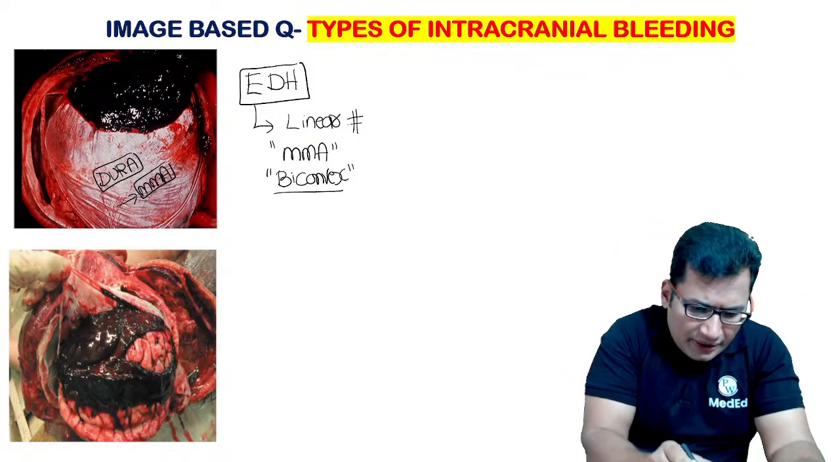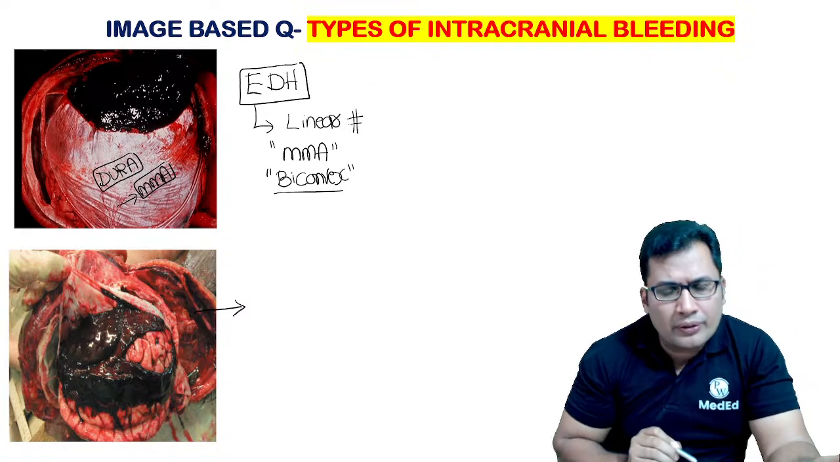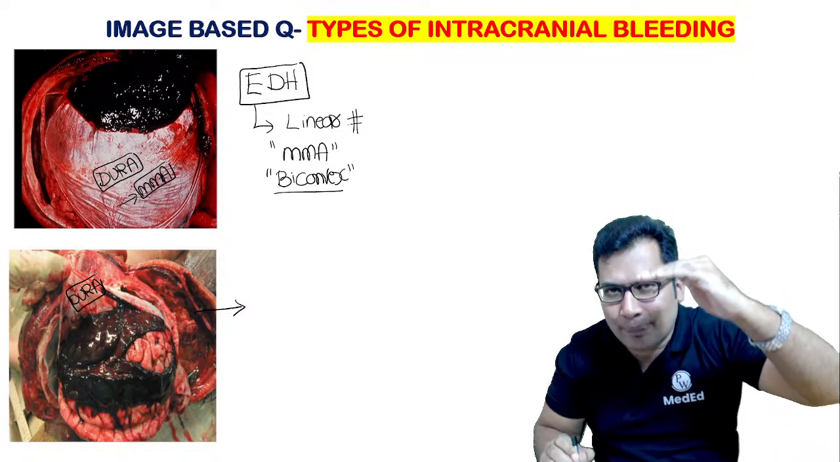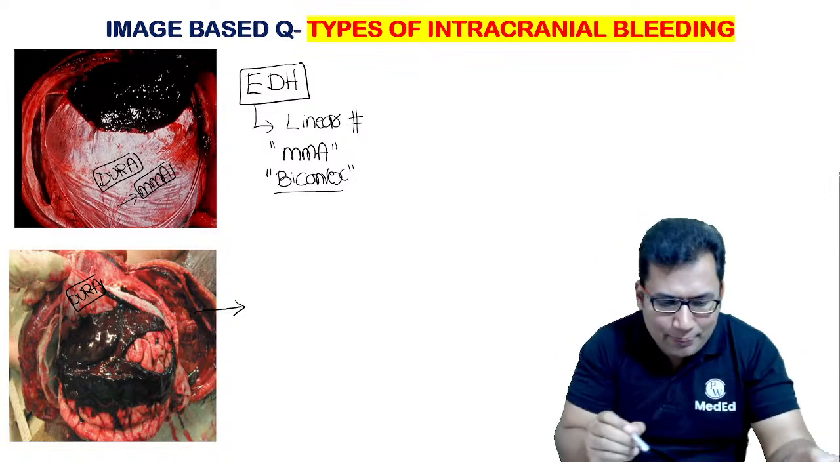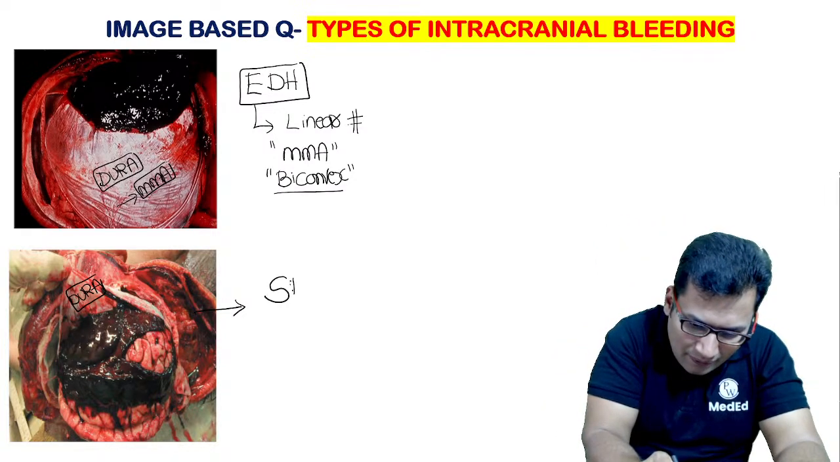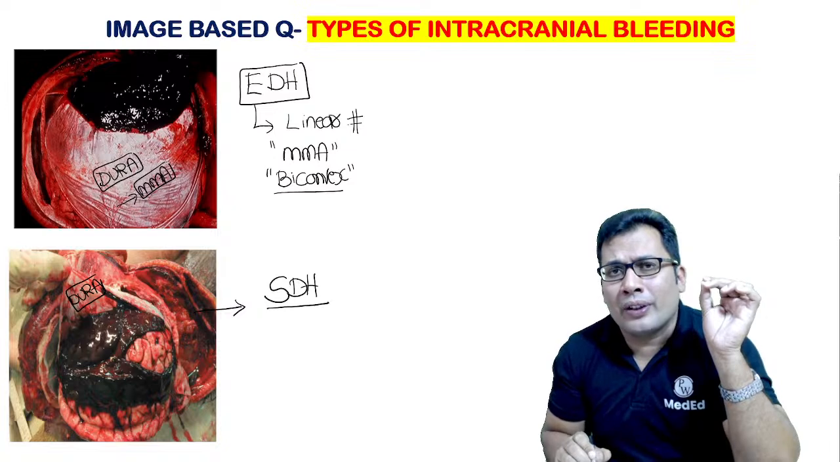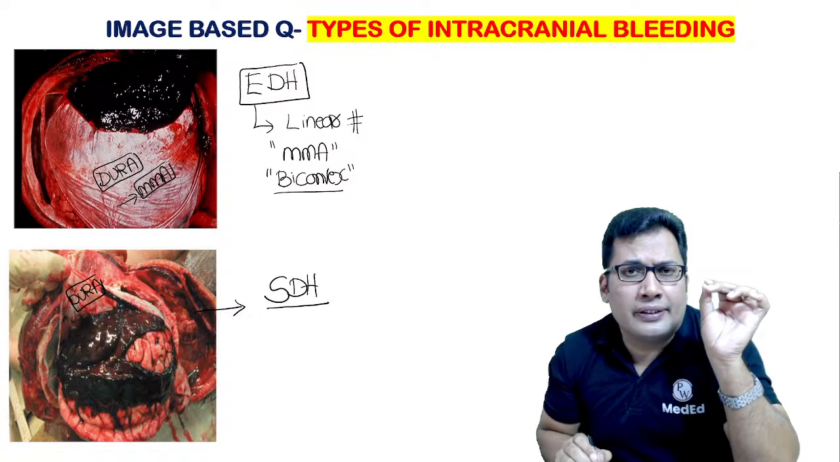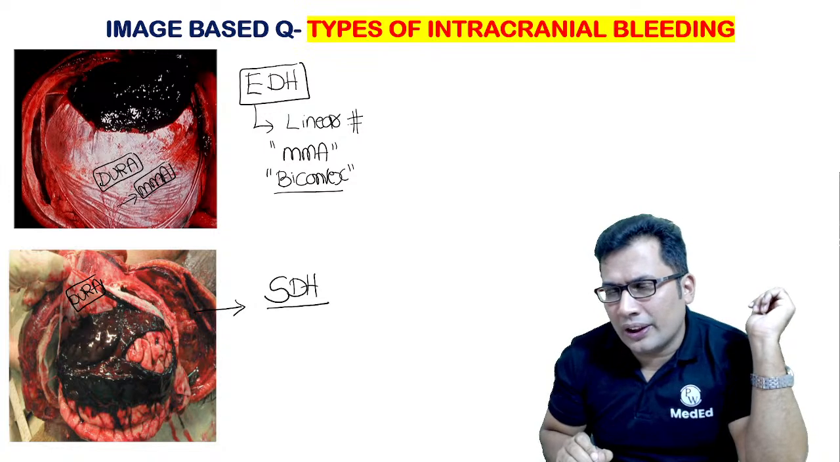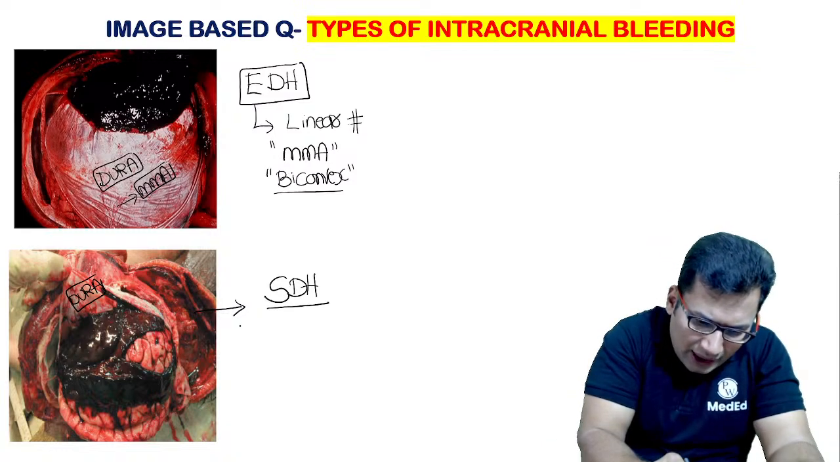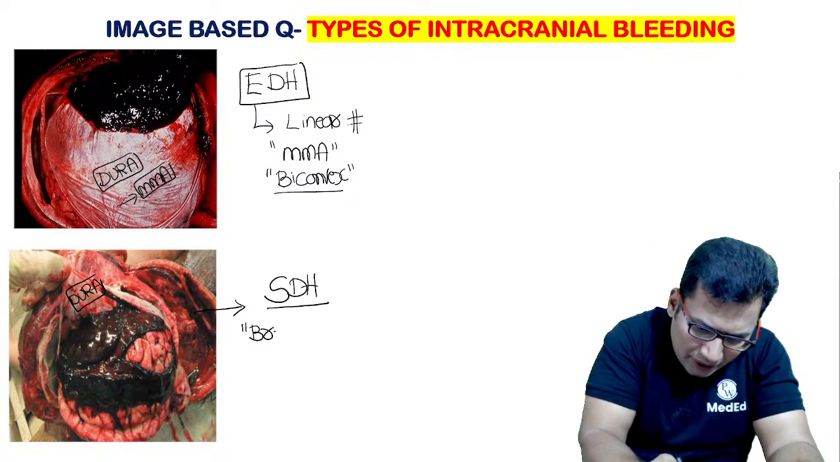Next, look at this. What is this type of hemorrhage? Anyone can you guess? This is the dura mater, and the hemorrhage is below the dura mater. What is it? It must be SDH. The question can be asked in your exam: what is the bleeding vessel in SDH? It is the bridging veins.